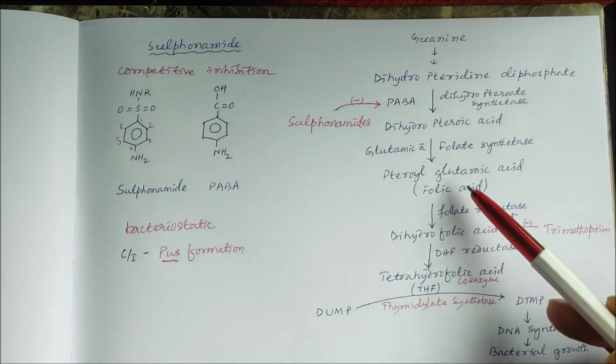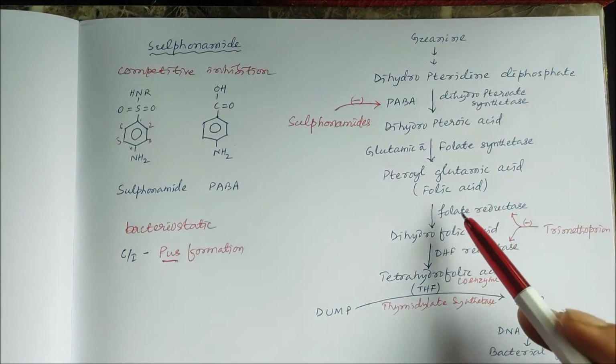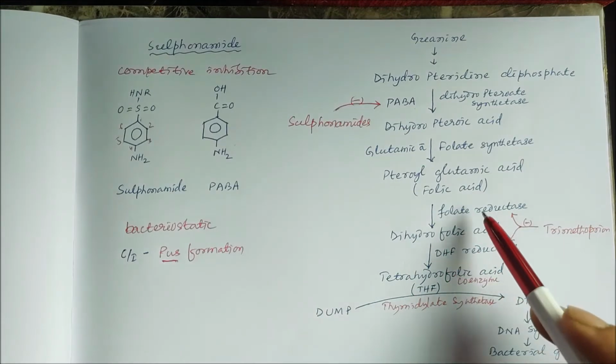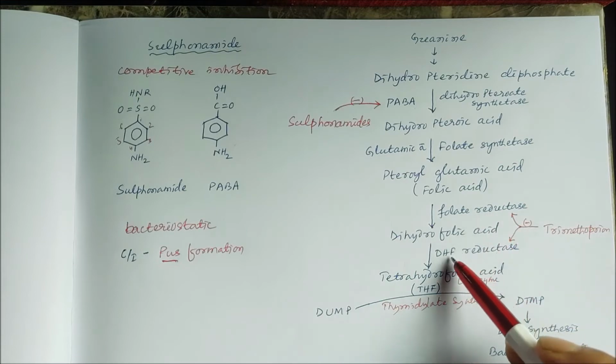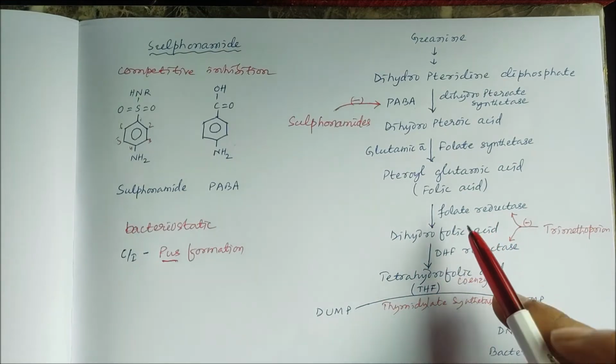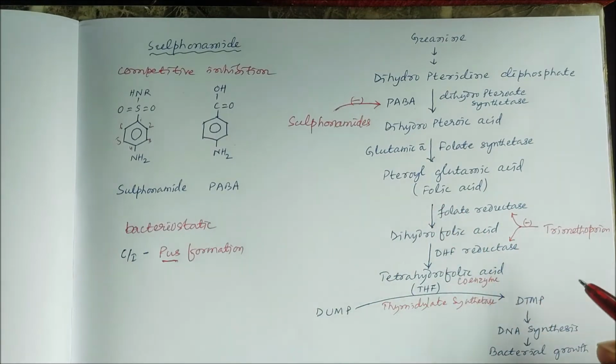This folic acid undergoes reduction twice, once to dihydrofolic acid, then to tetrahydrofolic acid, by the enzyme folate reductase or dihydrofolate reductase. Both enzymes are the same. The nomenclature is different because the substrate is different.